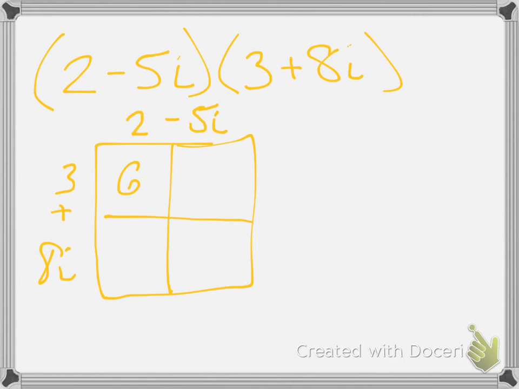2 times 3 is 6, 3 times negative 5i is going to be negative 15i, 2 times 8i is going to be 16i, and then 8i times negative 5i is going to be negative 40. Now be careful here, this is going to be i squared, i times i. But we haven't talked about, at least in this video, we talked about it in class, but in this video we haven't talked about what happens when we raise i to different powers. So let's actually go deal with that really quickly.